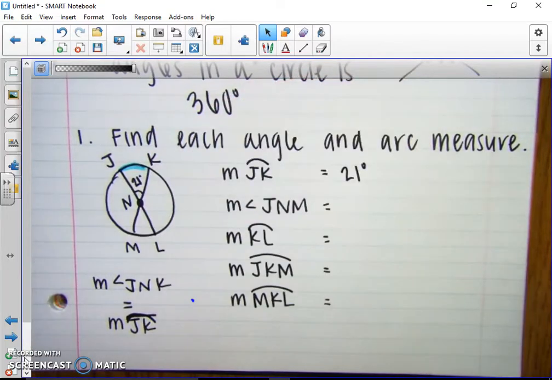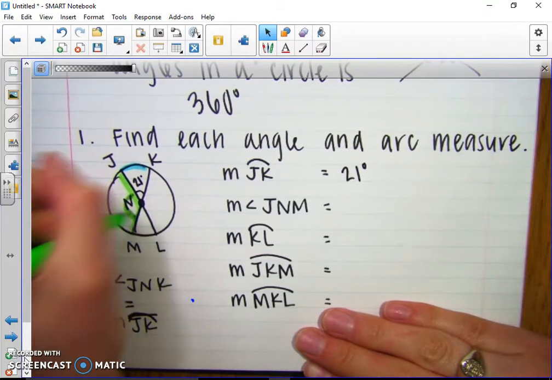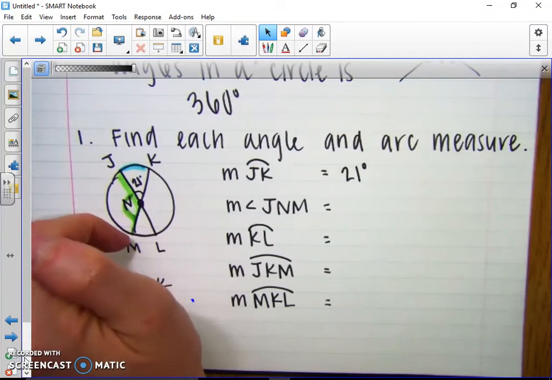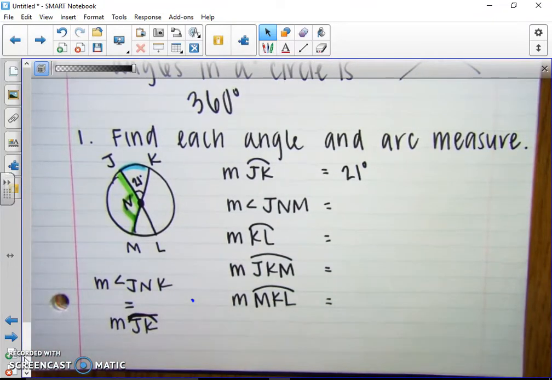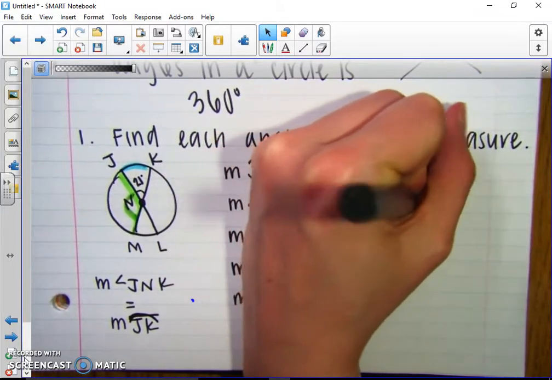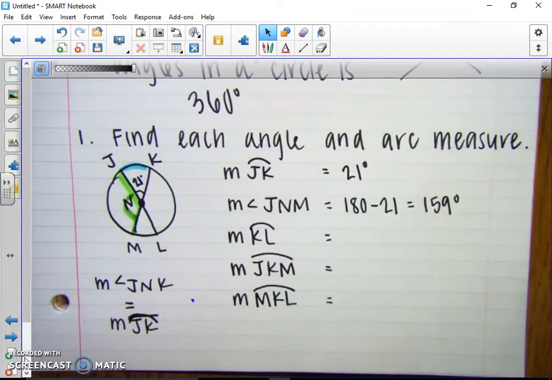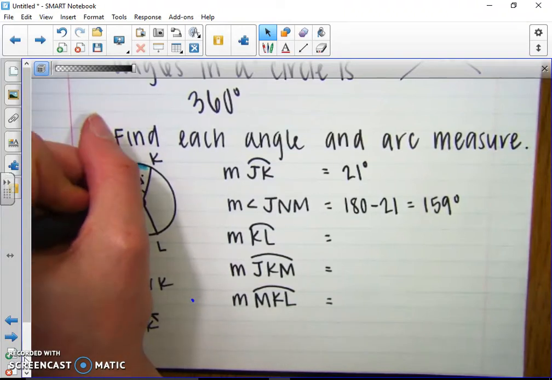21 degrees. Okay. Next thing they're asking for is the measure of the angle JNM. So this angle right here. Well, JNM, this angle is supplementary to JNK, so we can take 180, subtract 21, and we end up with 159 degrees. So this angle is 159 degrees.